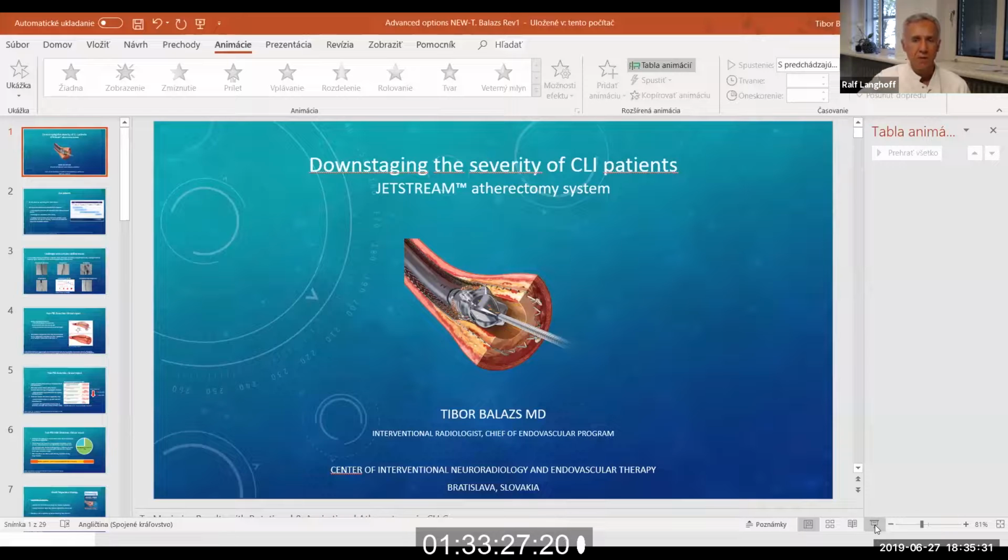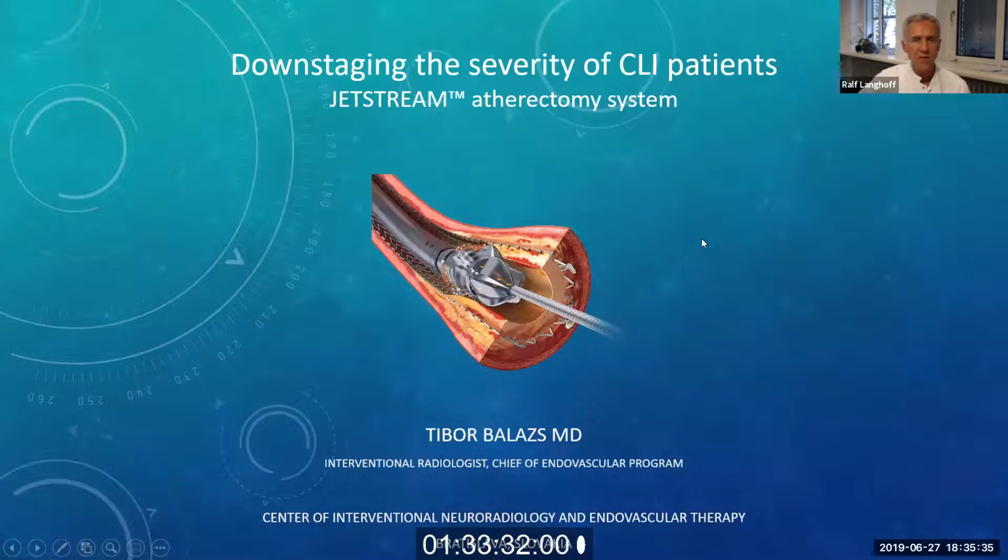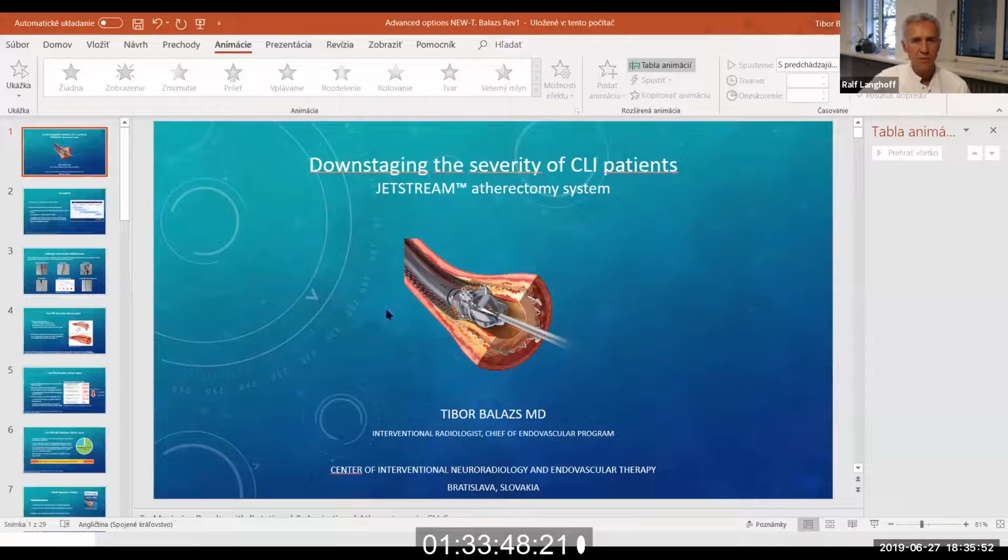So yeah, I would just move to Tibor's lecture, and maybe you can also briefly introduce yourself. You're from a large center with a lot of patients, and with a lot of skills, that's what I know. And I think that you're facing, from what I've heard, not that much about below the knee artery, but also the inflow situation, and also atherectomy devices.